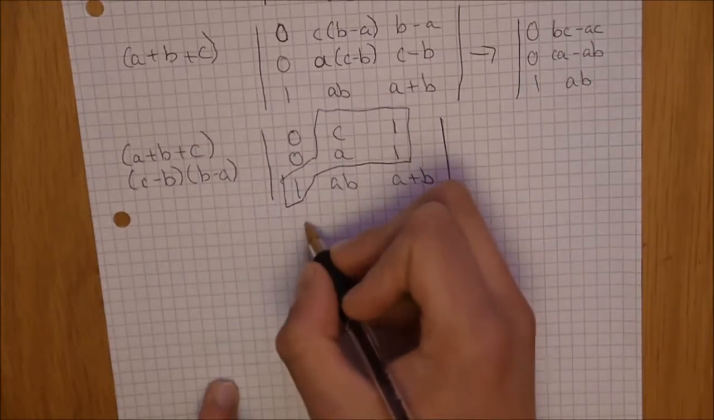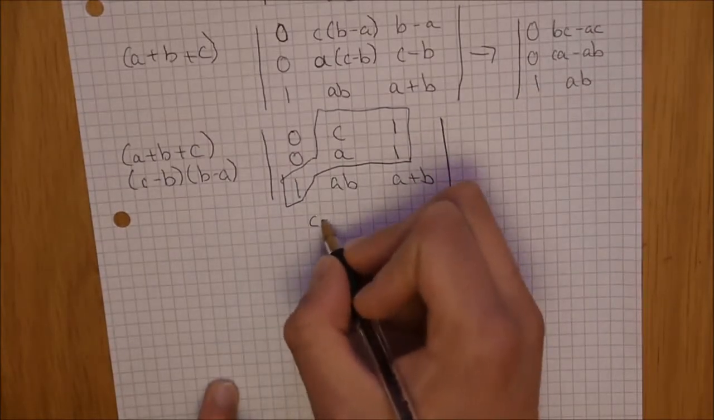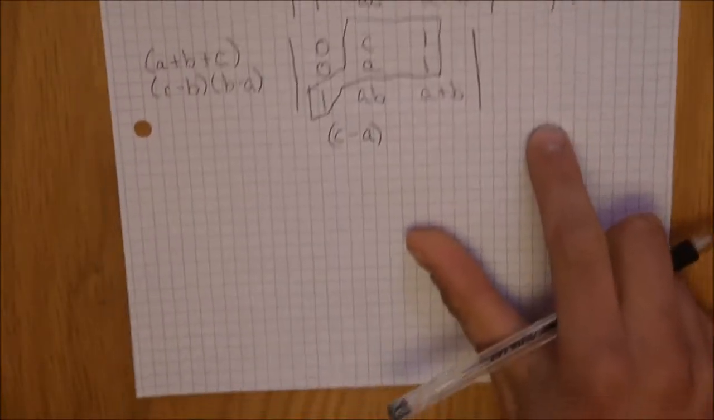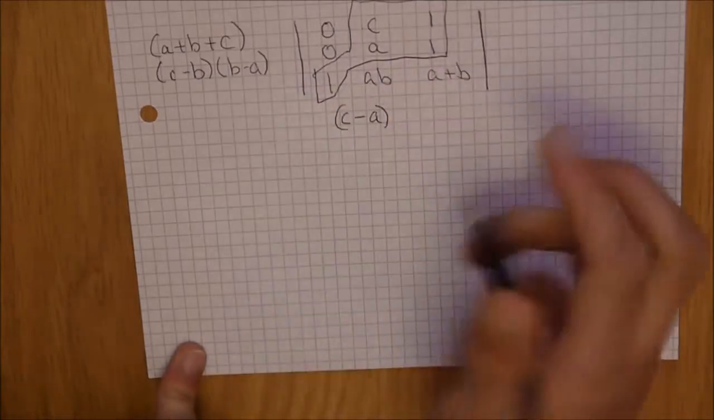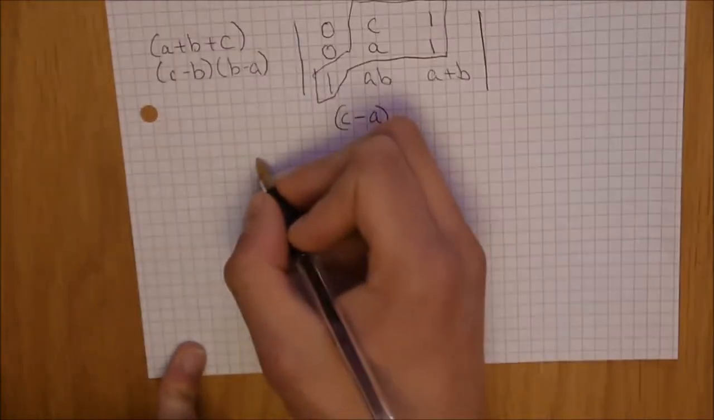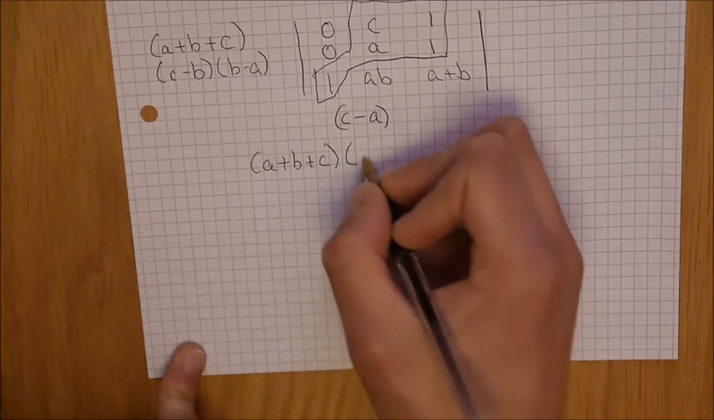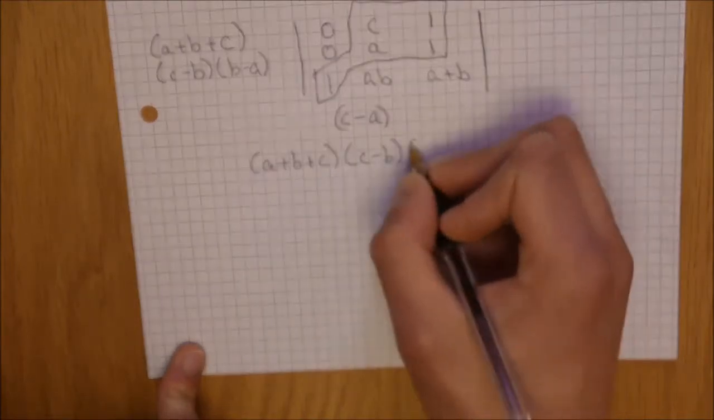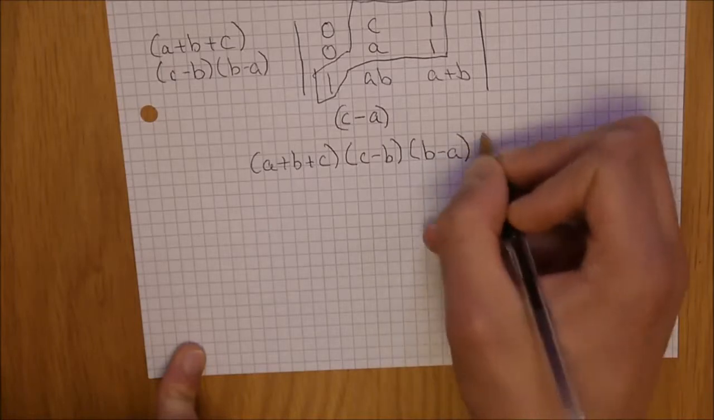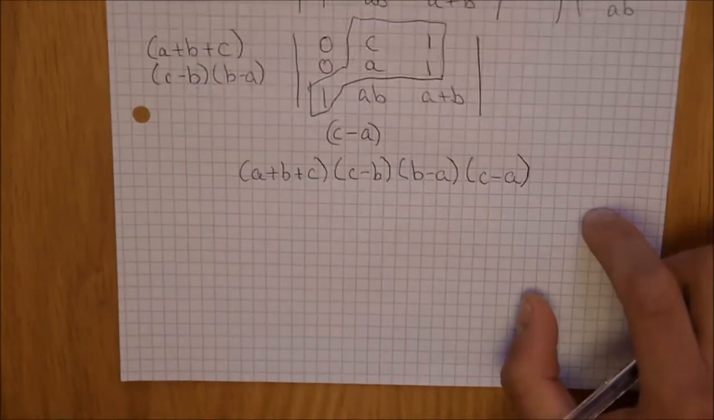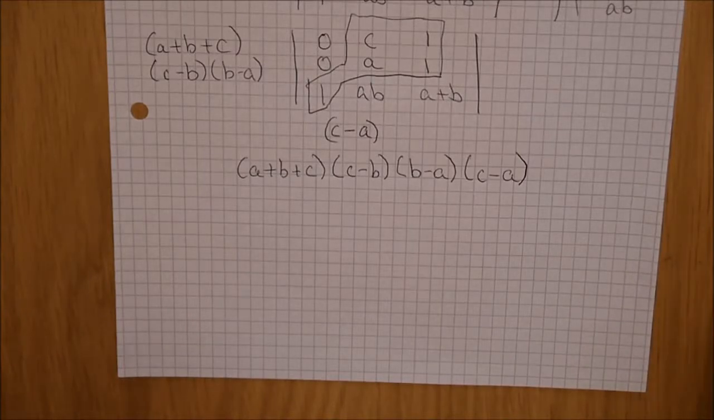So therefore our determinant will simply give us the factor C minus A, which means that we can write this matrix in terms of 4 linear factors. These factors are A plus B plus C, C minus B, B minus A, and C minus A. That is how you would do a determinants question.